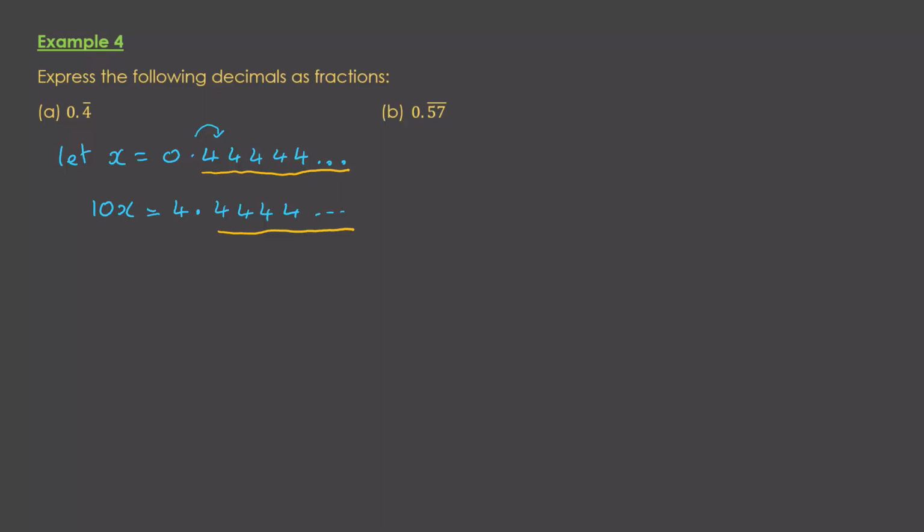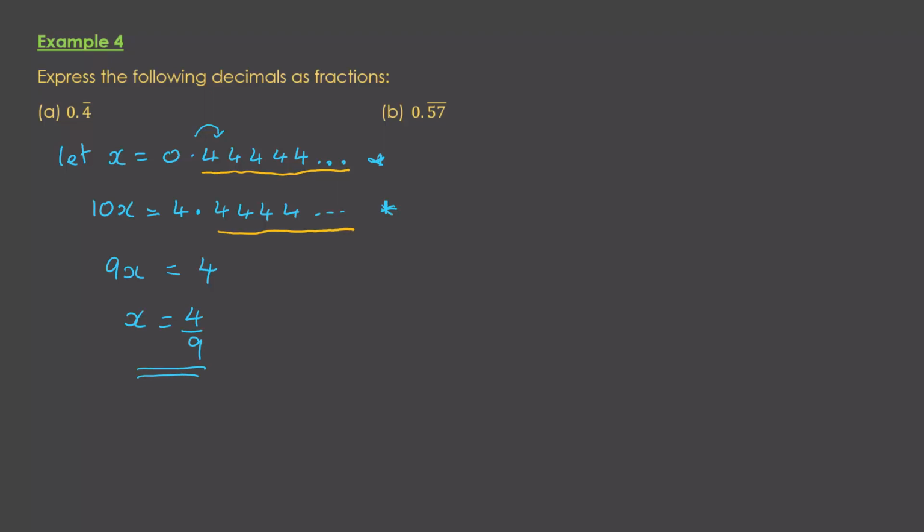So if I do this second line, take away the first line here, on the left hand side I get 10x take away x, which of course is 9x. But on the right hand side I just simply get 4. Because the decimal expansions were exactly the same, when I subtract 0.44444 take away 0.44444 is just 0. And I just get left with the 4. And then just divide both sides by 9, and I get x is 4/9, as we expected.